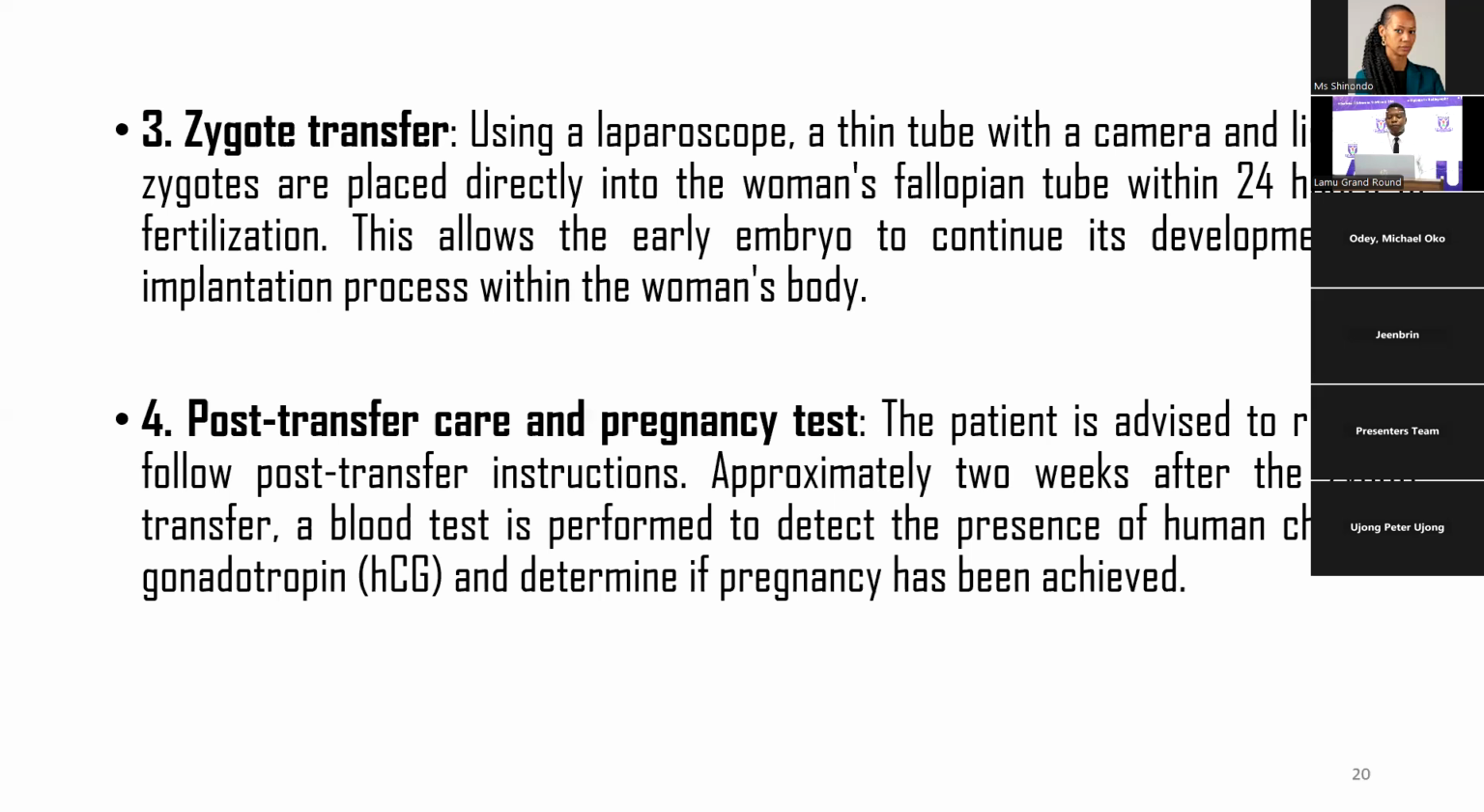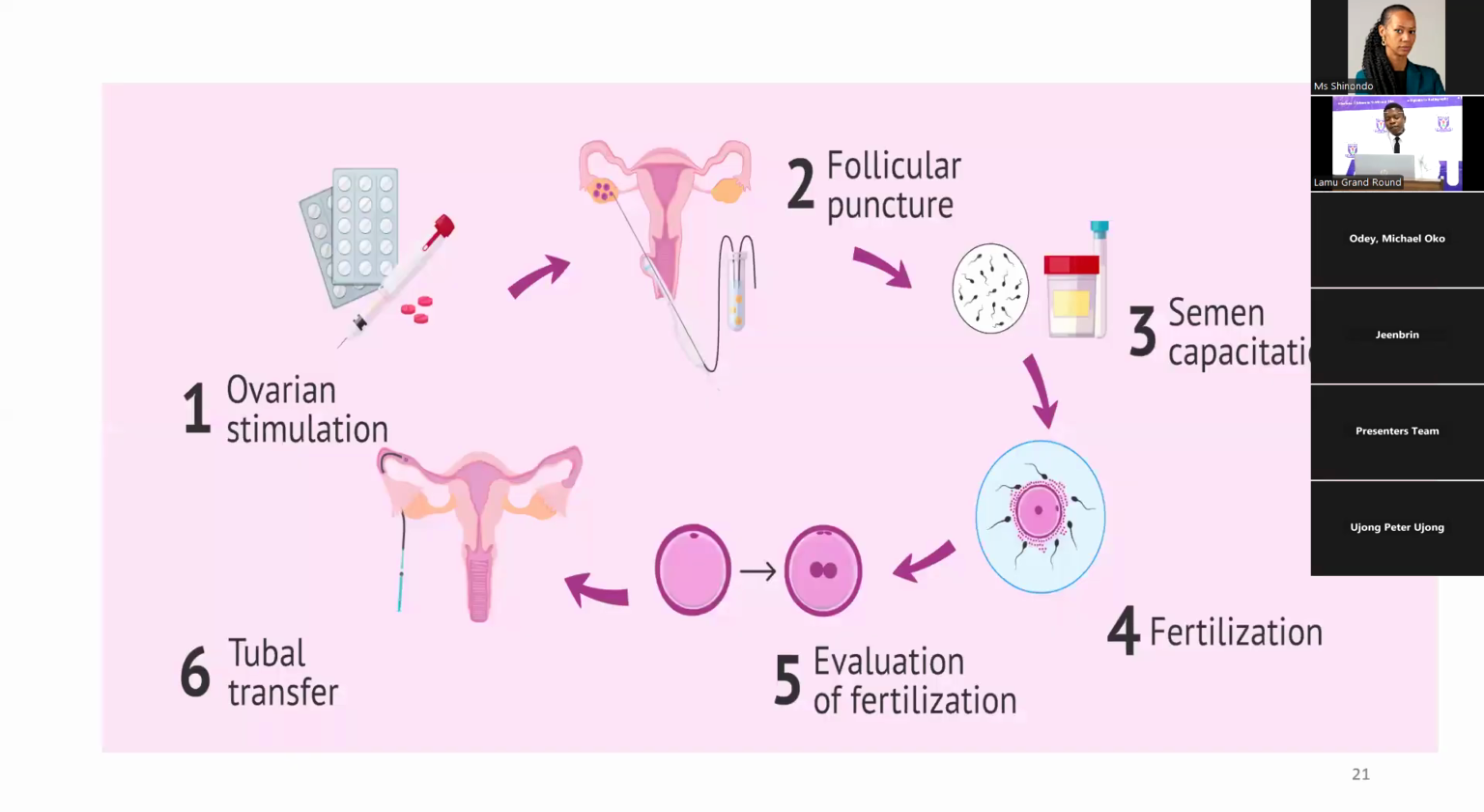The last stage is post-transfer care and pregnancy test. The patient is advised to rest and follow post-transfer instructions. Approximately 2 weeks after the zygote transfer, a blood test is performed to detect the presence of human chorionic gonadotropin and determine if pregnancy has been achieved. The diagram shows all the stages that I have been explaining.